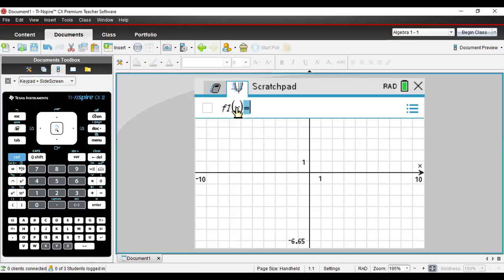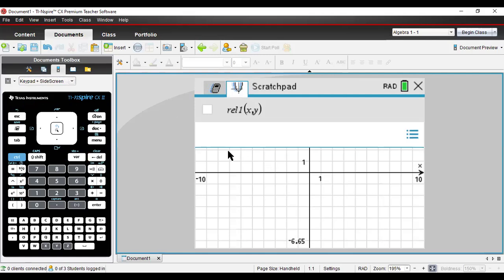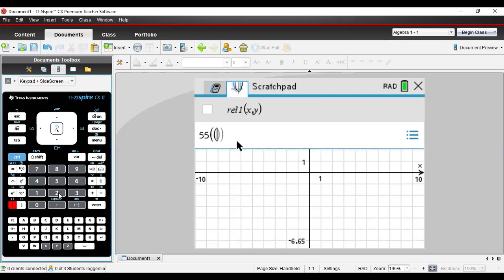I'm going to go here. I'm going to delete the equal sign, and then I'm going to make this a relation. And then I'm just going to type in the entire inequality, everything that I saw, parentheses, everything. 5, parentheses, X minus 2. Let me try that again. 5, parentheses, and then X minus 2.